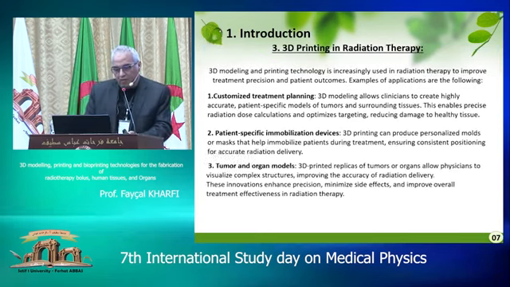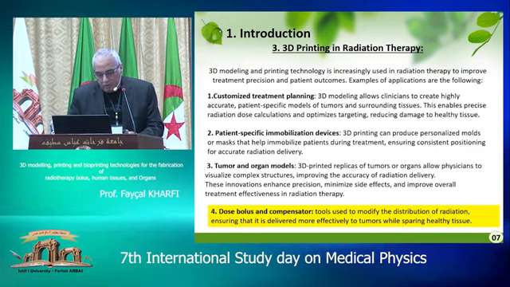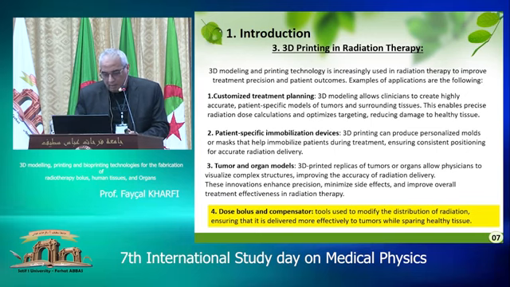Now I move to the third part of my talk, which concerns 3D printing application in radiation therapy. So 3D printing also gives many solutions in the field of radiation therapy. I give you some examples of application. The first one is the fabrication of customized treatment planning. So 3D modeling allows clinicians to create highly accurate patient-specific models of tumor and surrounding tissues. This enables precise radiation dose calculation and optimizes targeting, reducing damage to healthy tissue.